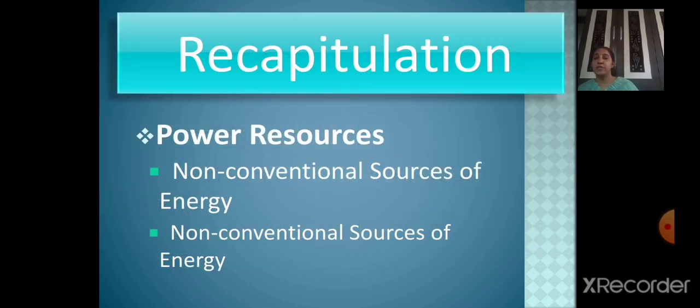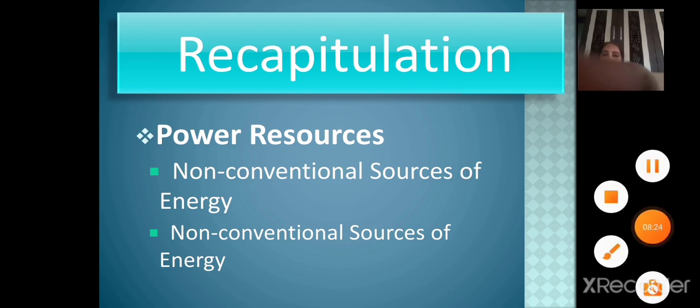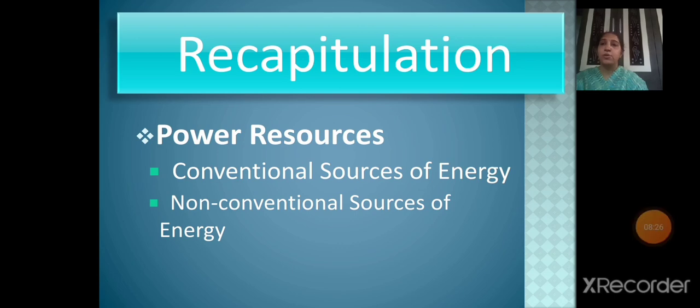So children, today we have completed the second topic, that is the power resources of this chapter. In power resources we learnt about the non-conventional sources of energy as well as the conventional sources of energy. So today we have completed the power resources, conventional and non-conventional. Okay. Now children, we have completed geography chapter number 3, that is mineral and power resources. So revision of all the chapters for this portion of the first semester is done.